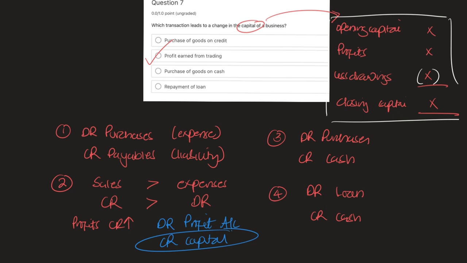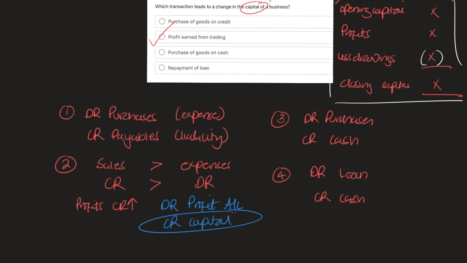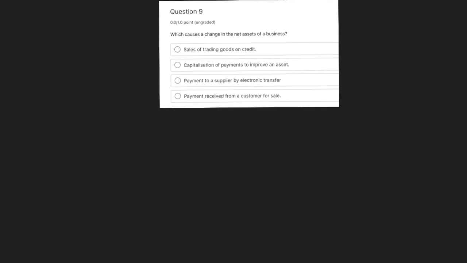Now, what we're going to do is in a similar way, think about the next question, okay? And how that is phrased differently to question 7. So if we move on to the next question, what we have here then is question 9. And in this question, you're being asked to think about the change in net assets. So specifically here, you need to think about the accounting equation.